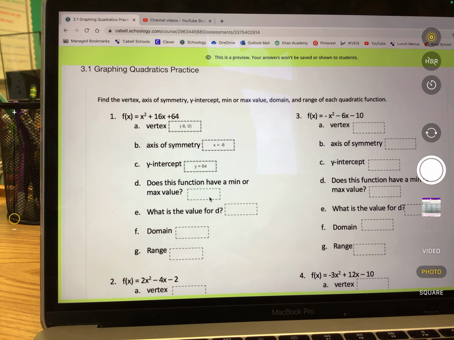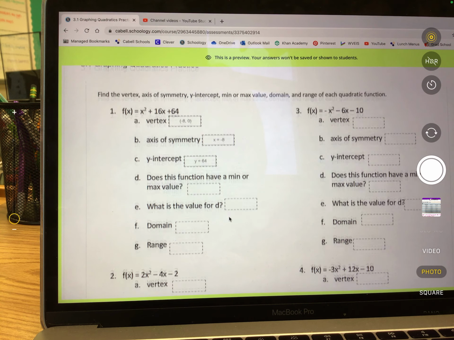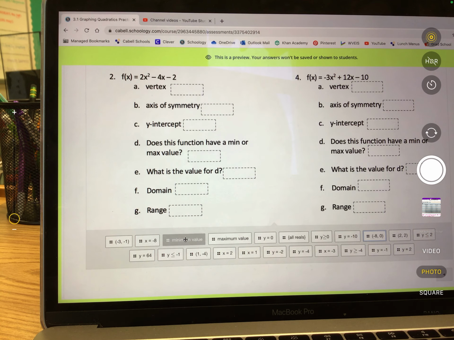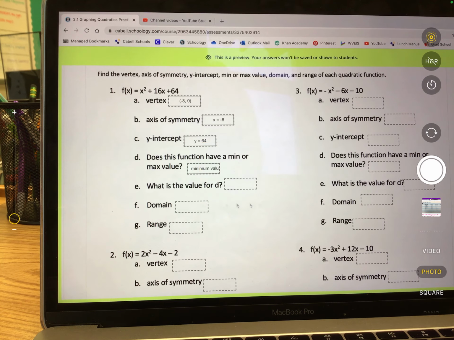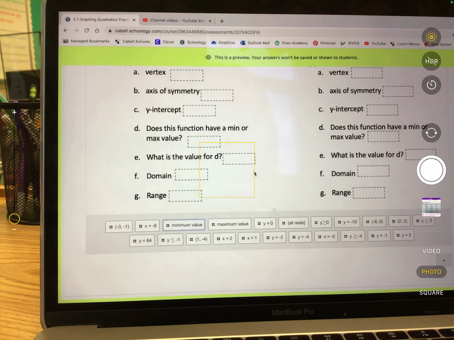Next one. Does this function have a min or does it have a max? Well, since a is 1, it is going to be a smiley face, which means it is going to have a minimum. So let's go down here and find minimum value. Put it right there. Part E says, what is the value for part D? So what is the value for this minimum? In the notes, the value is the y coordinate of the vertex. So it's going to be y equals 0. So let's go find y equals 0. Here it is.